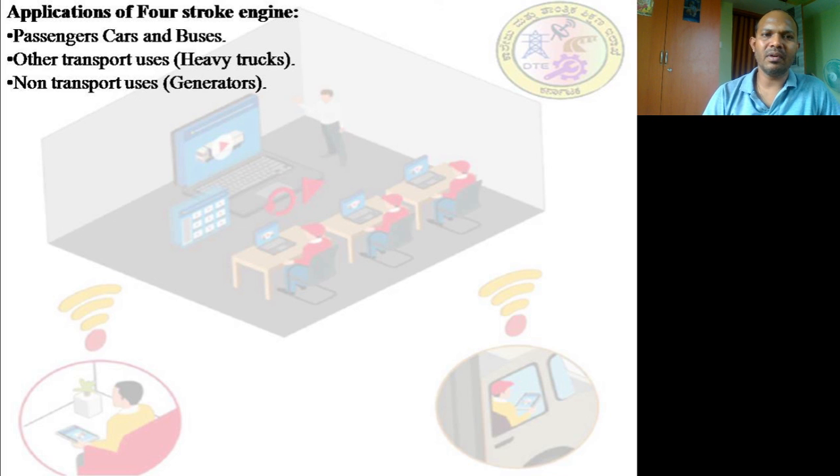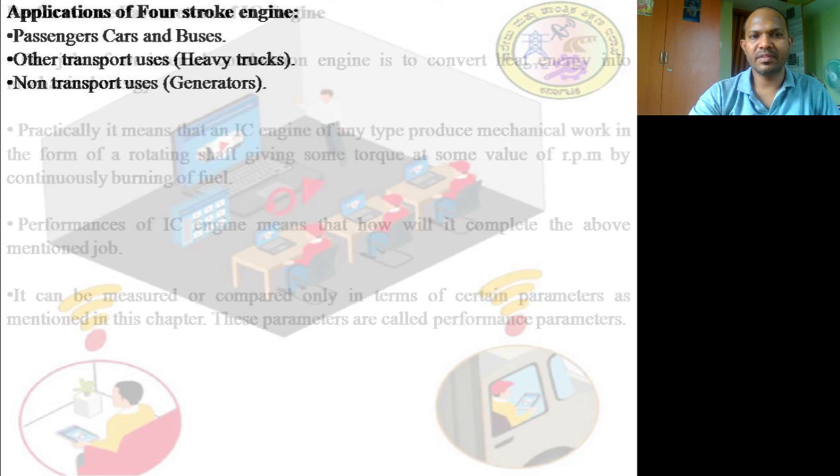Applications of four-stroke engines: all the passenger cars and buses and other transports, heavy trucks, almost all nowadays go for four-strokes. Even the bikes also now. Bikes are all converting to four-strokes. Even among bikes or scooters, we don't have any working on two-stroke engines. And even the generators work under the four-stroke engine principle.